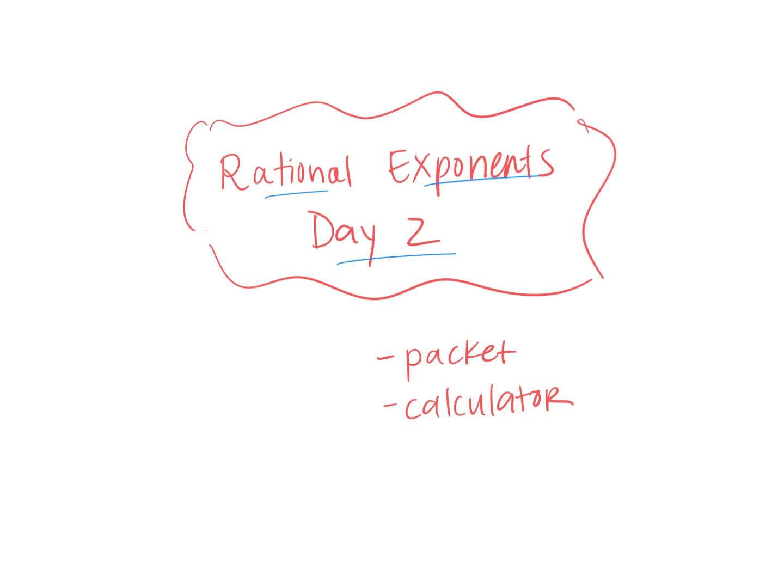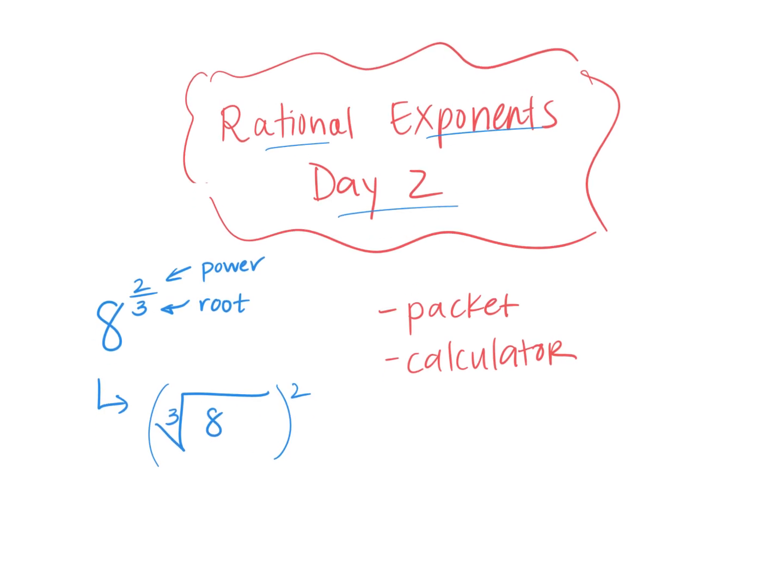Quick refresher from yesterday: we'll just do 8 to a fractional power. If we have a number to a power with a fractional exponent, the bottom number tells you what root you're taking, or what the index is, and the top number tells you to what power. If I write this in radical form, I'm taking the cube root of 8 and then squaring it. The cube root of 8 is 2, and 2 squared is 4.